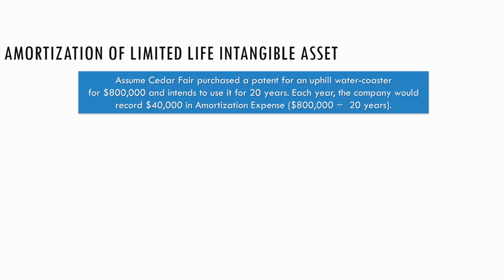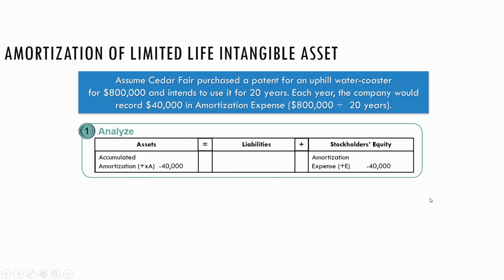Now, with these intangible assets also, what you frequently see is there's no residual value. In other words, if this patent has no value at the end of 20 years, there's no residual. You cannot sell it because it is expired. So here we're going to just do straight line. Instead of calling it depreciation expense, you call it amortization, and you end up with $40,000.